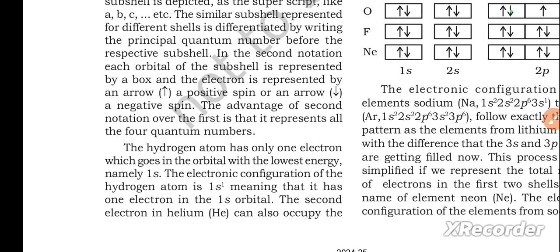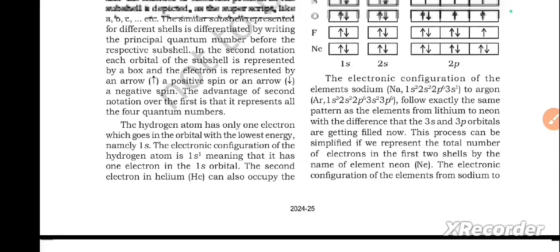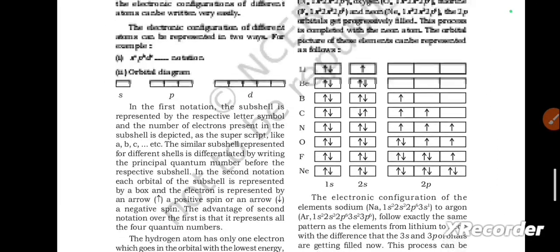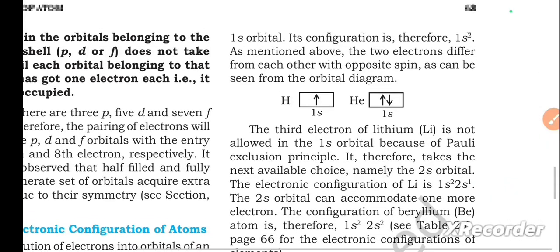The hydrogen atom has only one electron, which goes in the orbital with the lowest energy, namely 1s. The electronic configuration of the hydrogen atom is 1s¹, meaning that it has one electron in the 1s orbital. The second electron in helium can also occupy the 1s orbital. Its configuration is therefore 1s².